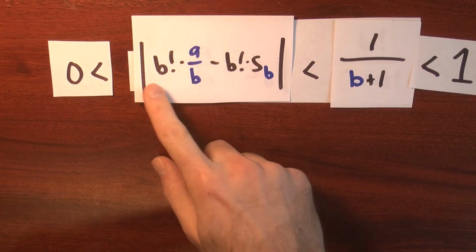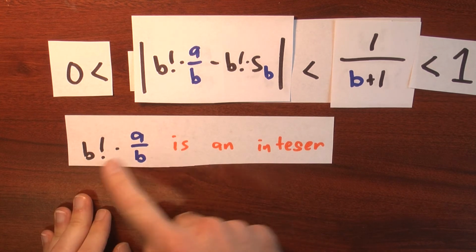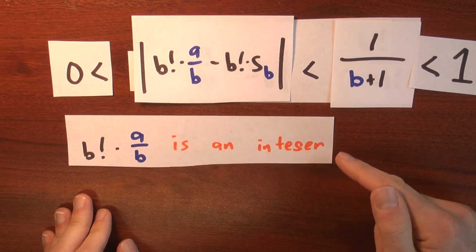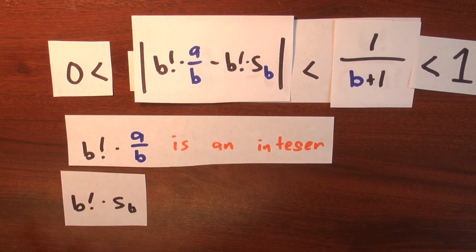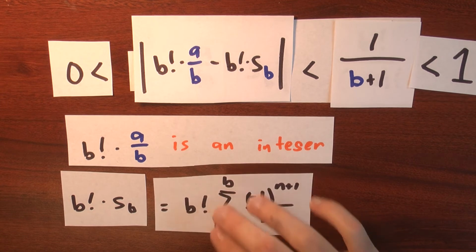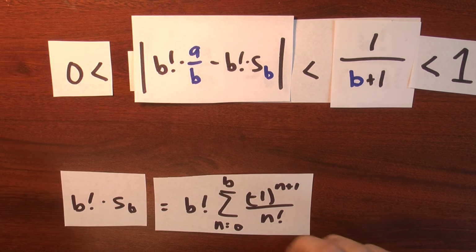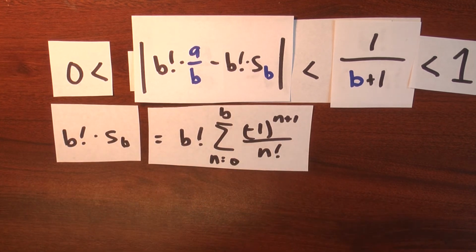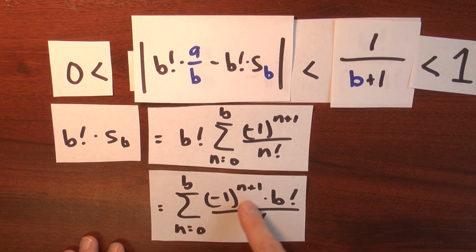But I also know something about the quantity that I'm taking the absolute value of. Specifically, I know that b factorial times a over b is an integer, right? This is just b minus 1 factorial times a. That's an integer. I also know something about b factorial times the bth partial sum, right? What is that? Well, by definition, that's just b factorial, and here I've written out the bth partial sum. But now I could put the b factorial inside there, and I'd get that this is the sum n goes from 0 to b of negative 1 to the n plus 1 times b factorial over n factorial.